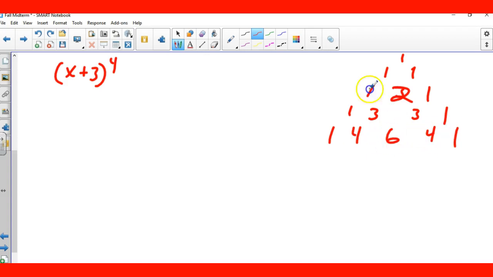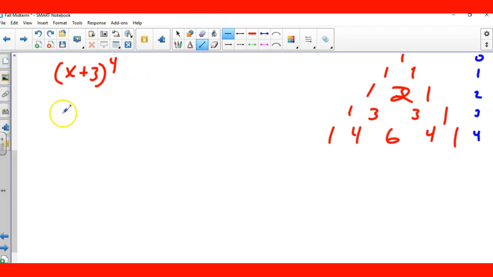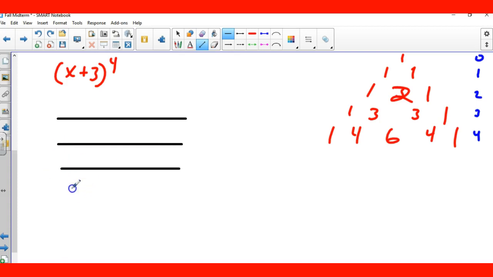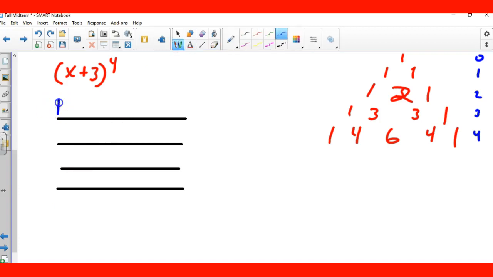This right here, guys, is the 4th row. Again, how do I know? Here's a 4. Also, if I count, starting with 0, 1, 2, 3, 4. This is the 4th row, okay? So now, let me write my rows out real quick. I just like to have the lines, guys, to be organized. 1, 4, 6, 4, 1. All right, cool. Write out my coefficients, 1, 4, 6, 4, 1.